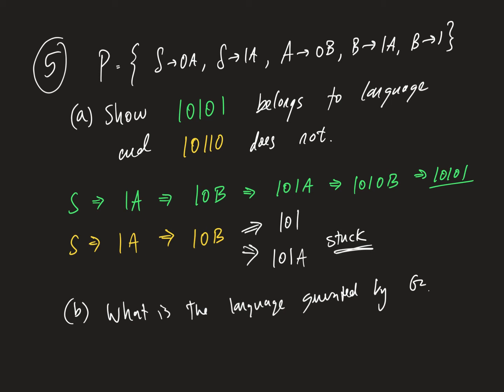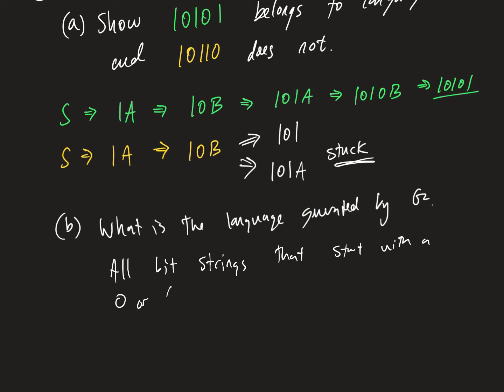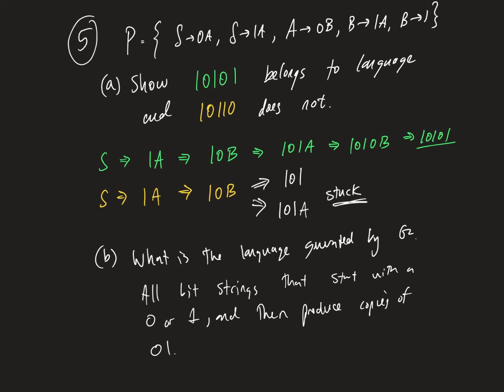But once we apply that production for B, we can do one of two things: either stop at 1, or we produce 1A. Every time we produce an A, we have to produce a 0B, and then B is going to either produce 1A or 1. So what is this doing? So this will be all bit strings that start with a 0 or 1, so they can start really with any of the two options, and then produce copies of 01. Okay, however many copies you want, really.